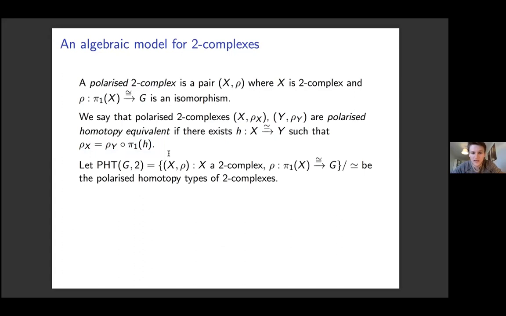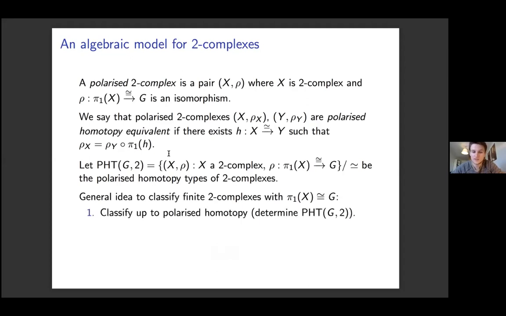So if I let PHT of G2 be the set of polarized 2 complexes (X, rho) up to polarized homotopy equivalence. In other words, you can just think about this as 2 complexes with a fundamental group G, and we're considering them up to homotopy equivalences which induce the identity on the fundamental group. And this gives us a general idea to classify 2 complexes with fundamental group G.